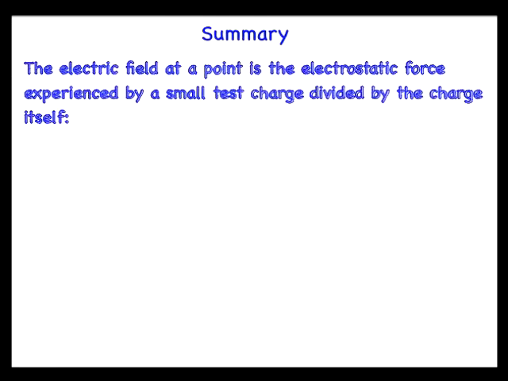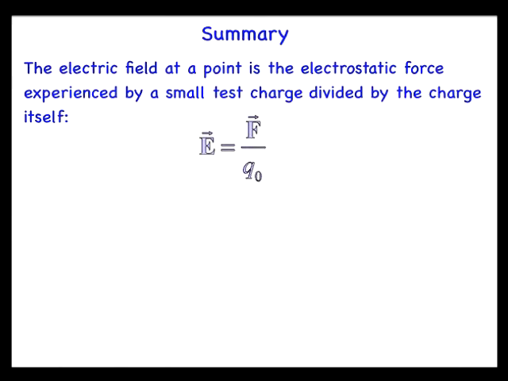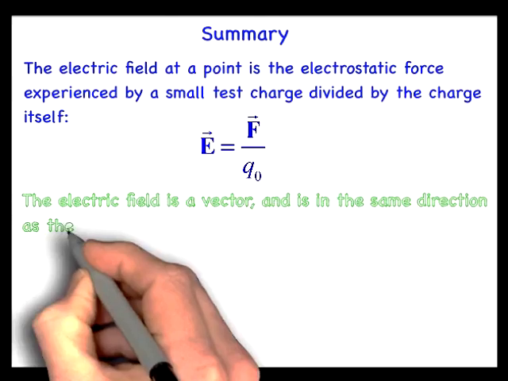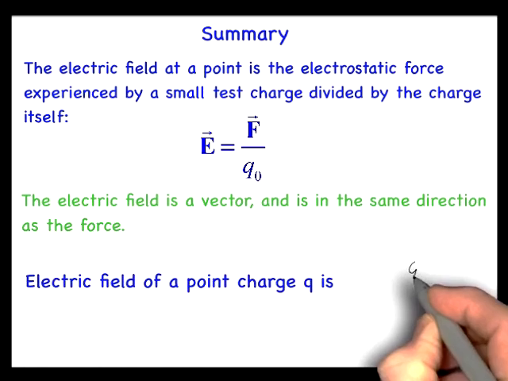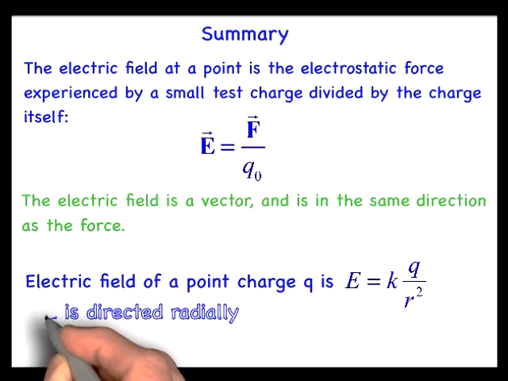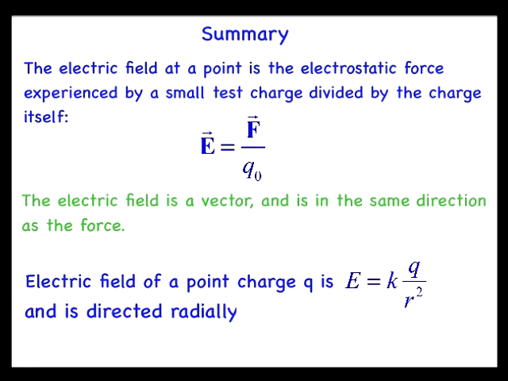In summary, the electric field that exists at a point is the electrostatic force experienced by a small test charge q0 placed at that point divided by the charge itself, or E equals F divided by q0. The electric field is a vector, and its direction is the same as the direction of the force on a positive test charge. The SI unit of electric field is the Newton per Coulomb. Finally, the electric field of a point charge is E equals kq divided by r squared, and is directed radially inward or outward.